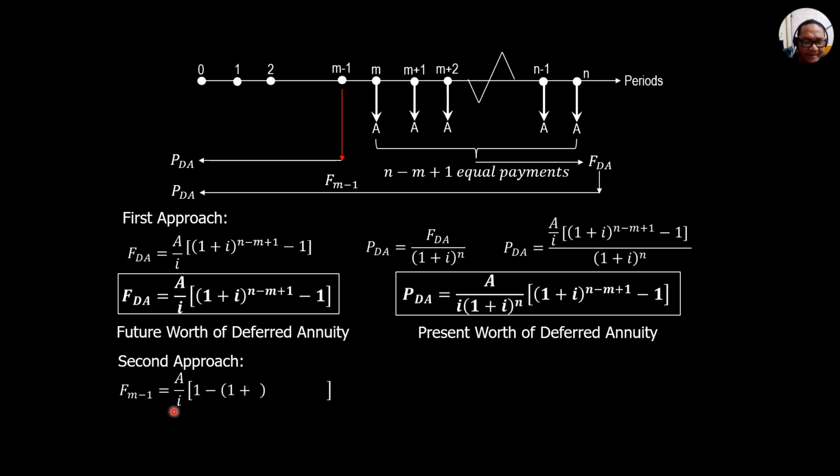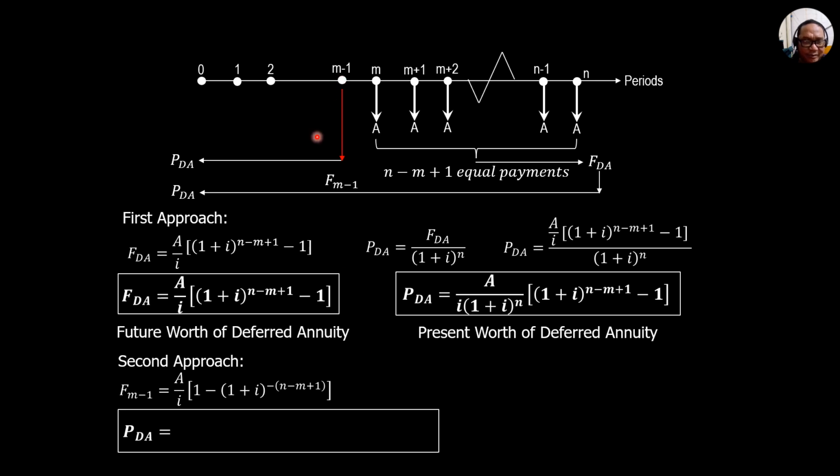Then, A over i, quantity 1 minus 1 plus i to the negative, formula for present worth, remember? Then negative n supposedly, but in this case, negative of this quantity, n minus m plus 1. Then after that, divide that by 1 plus i to the m minus 1. So present worth of deferred annuity is A over i, quantity 1 minus 1 plus i to the negative of quantity n minus m plus 1. Then divide that by 1 plus i to the m minus 1. And do not memorize this, supposedly.